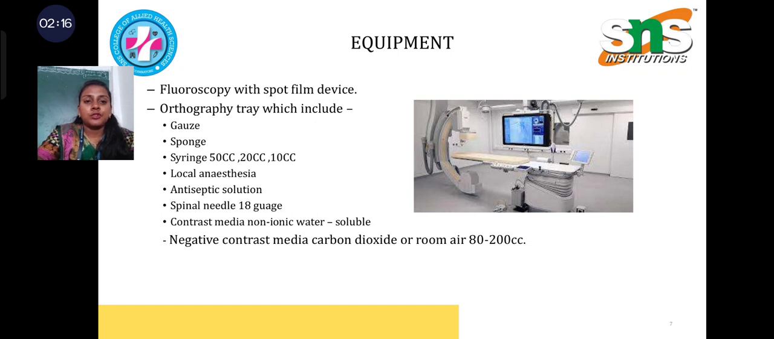Equipment: fluoroscopy with spot film device, arthrography tray which includes gauze, sponge, syringes 50 cc, 20 cc, 10 cc, local anesthesia, antiseptic solution, spinal needle 18 gauge, contrast media non-ionic water soluble, and a negative contrast media carbon dioxide or room air 80 to 200 cc.